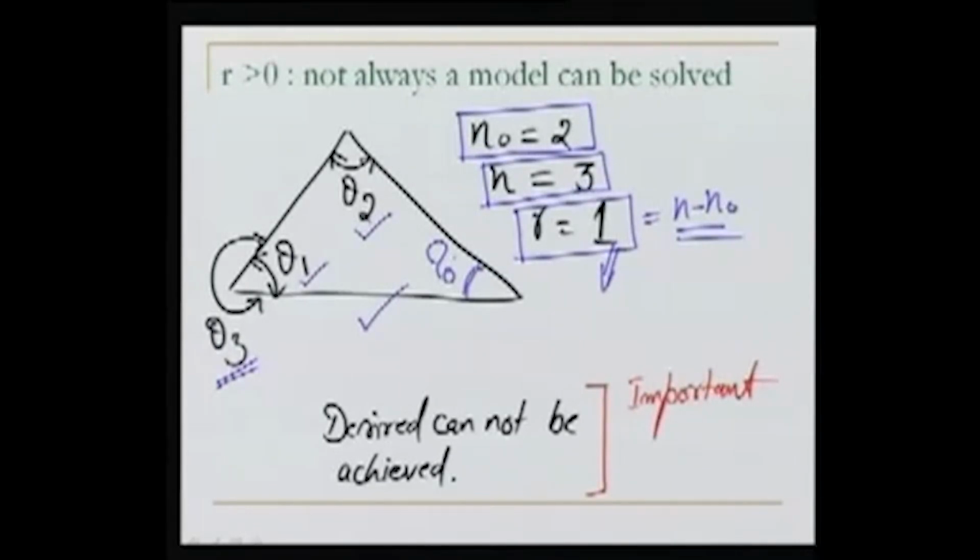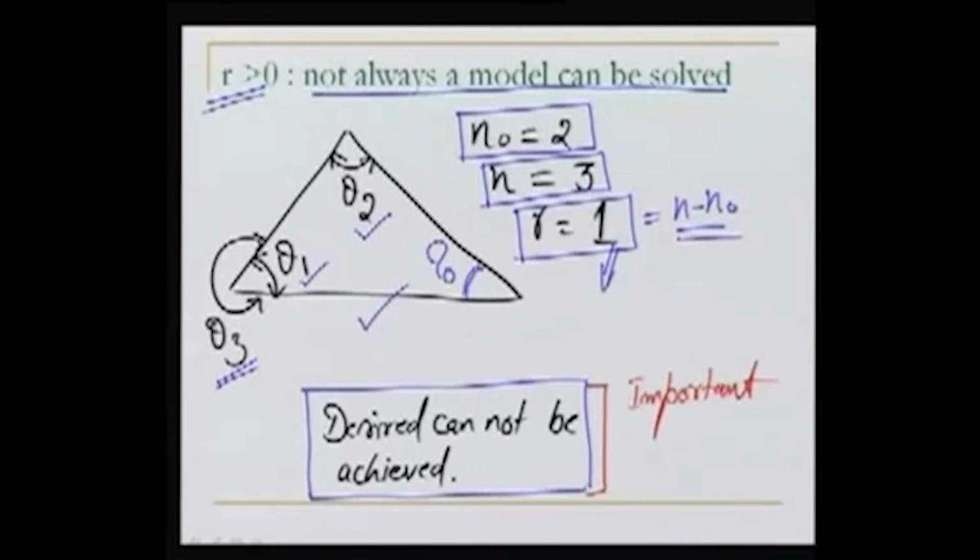So what do I mean? I mean, in this case, the desired cannot be achieved, cannot be computed. So not always can a model be solved even if the redundancy is more than 0. So this is important. Introducing redundancy in the observations is not the only thing. Rather, introducing the redundancy in such a way that the desired can be estimated is required.